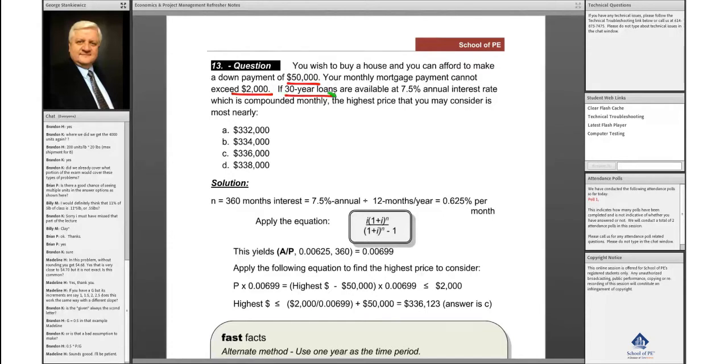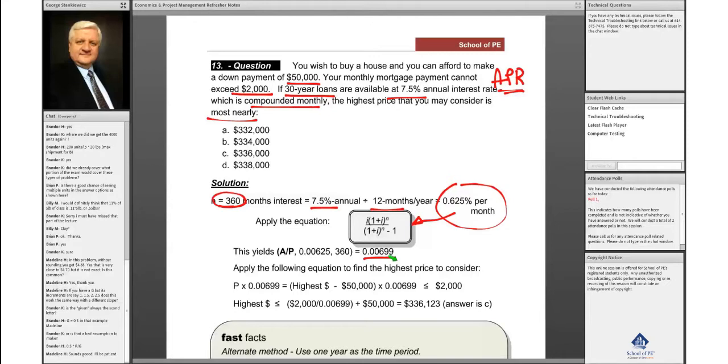A 30-year loan is available at a 7.5% annual interest rate, which is compounded monthly. So now we're pulling together that this is the APR again, your annual percentage rate, but this time it's compounded monthly. The highest price that you may consider is most nearly... So we're looking at, similar to what we did before, 7.5 divided by 12, so it's 0.625% per month.